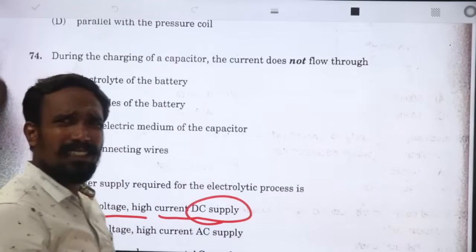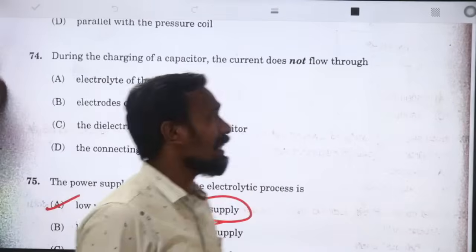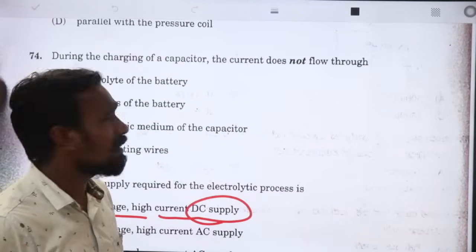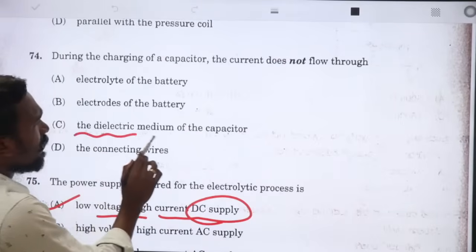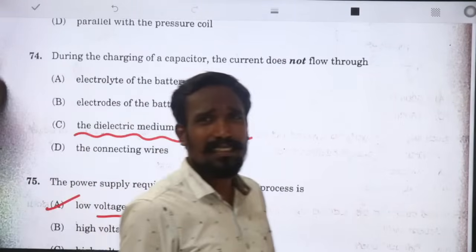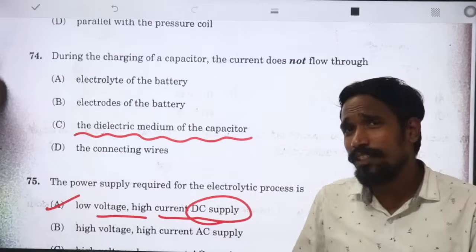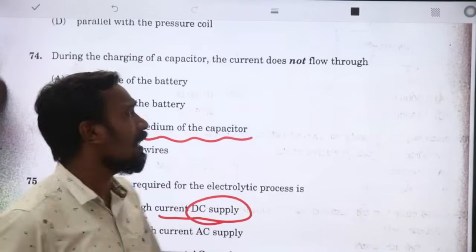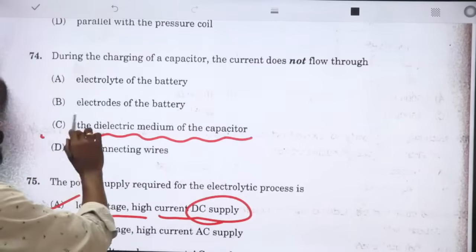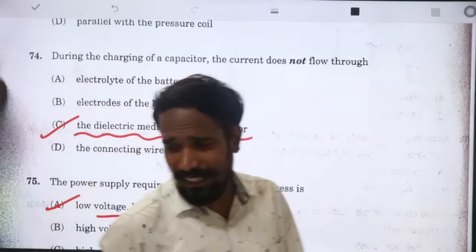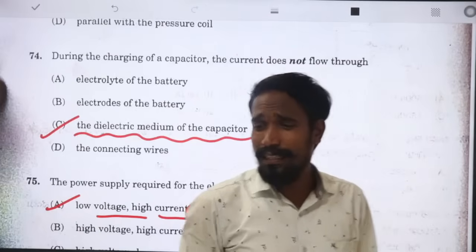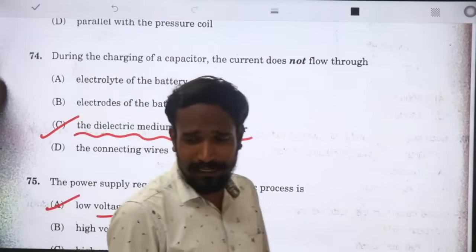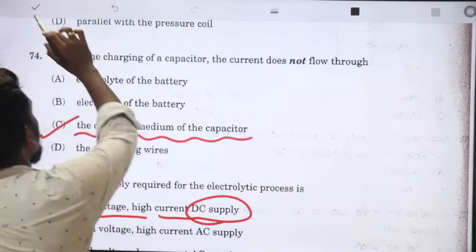The electrolyte of the battery. It's a common thing, it will flow through the electrolyte. The electrodes of the battery, this is also a correct answer. But the dielectric media of the capacitor: when it is getting charged, there is no current through the dielectric media. So no flow is nothing but the dielectric media. Very nice. So many people are giving the correct answers.